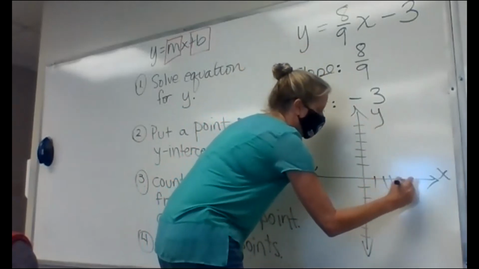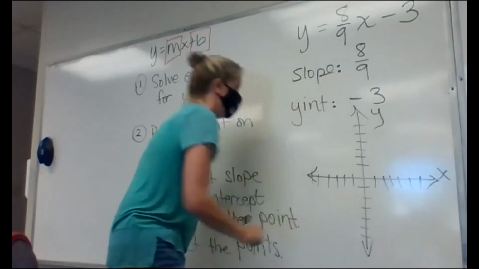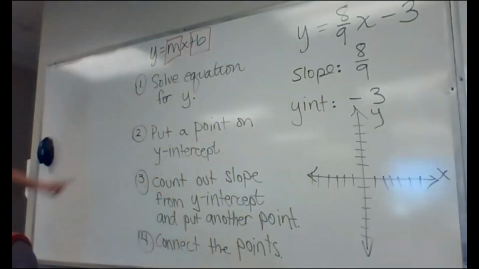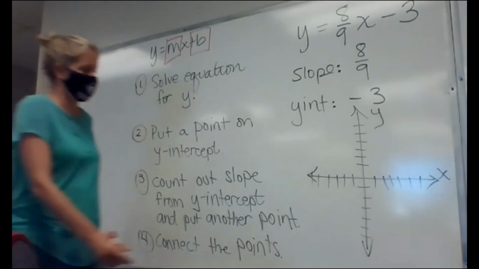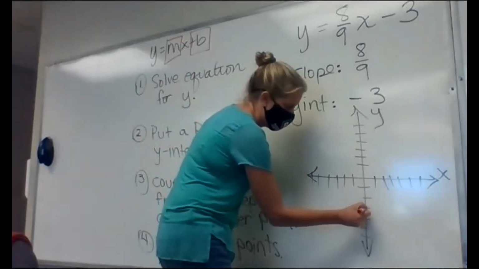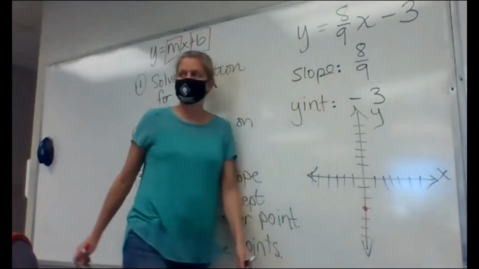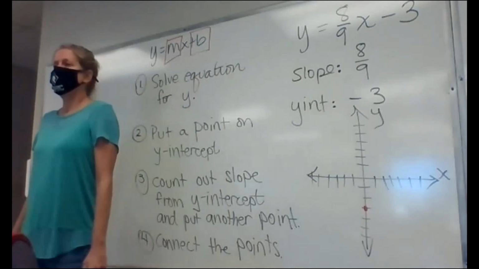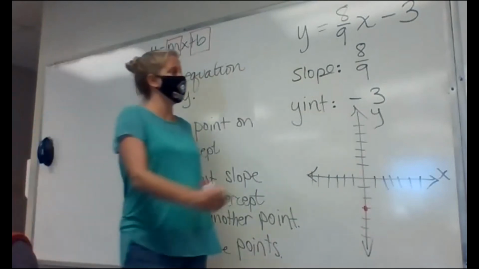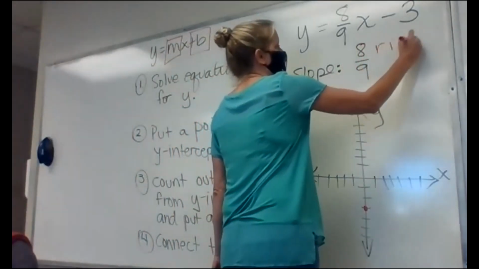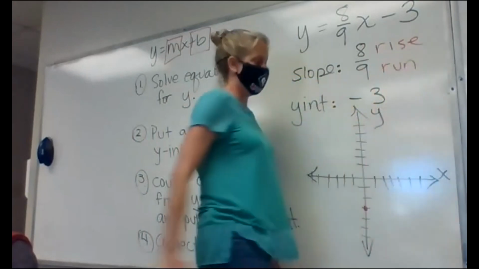So I know my slope and y-intercept. Put a point on the y-intercept. So where am I? I'm going to my y-axis, and where am I going to put a point on it? -3. My slope is positive 8/9, which means I'm going to rise 8 and run 9.